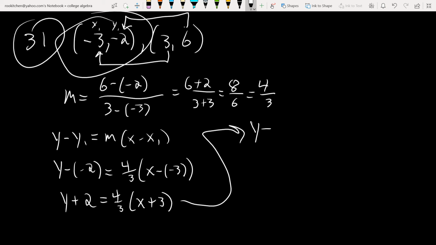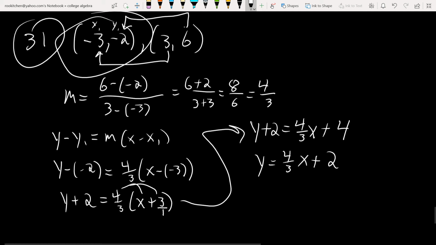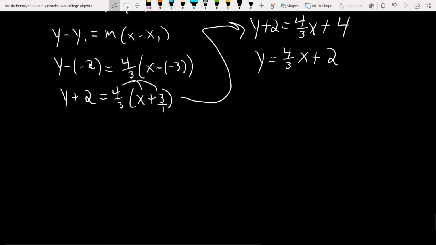What do we got? y plus 2 equals 4/3 x plus 12/3, because I have to distribute the 4/3. So 4/3 times 3 is the same as 4/3 times 3 over 1. 4 times 3 is 12, 3 times 1 is 3, so 12 over 3 is 4. 12 divided by 3 is 4. Okay, move the 2, so we get y equals 4/3 x plus 2. That'd be our final answer. All right, so some of that stuff.